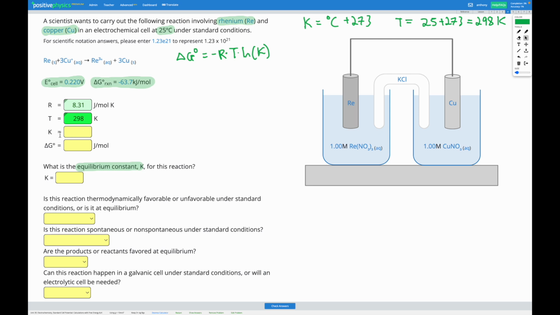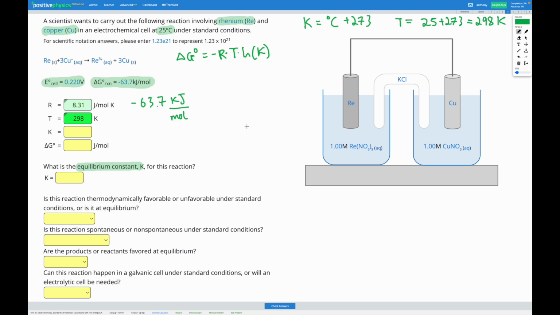K is the equilibrium constant, which is what we're trying to find. Then delta G naught, that is our Gibbs free energy. That's given here as negative 63.7 kilojoules per mole. However, to be used in this equation, we need units of joules per mole. So we're going to have to do a conversion now. We're starting out with negative 63.7 kilojoules per mole.